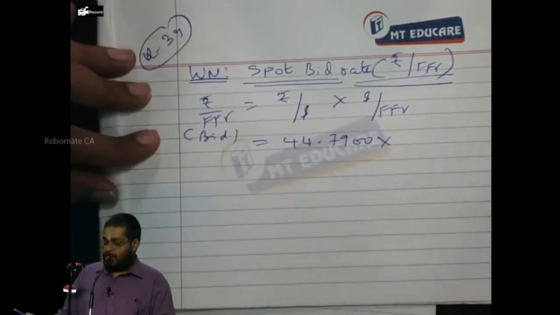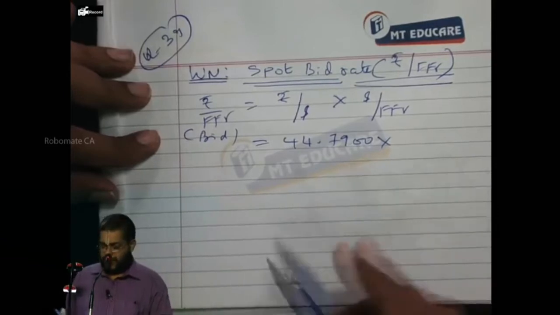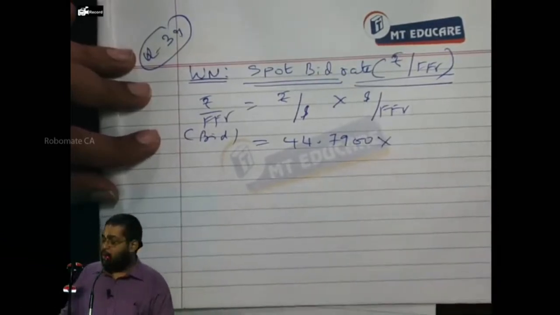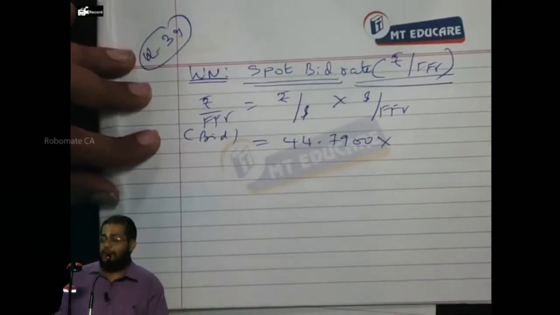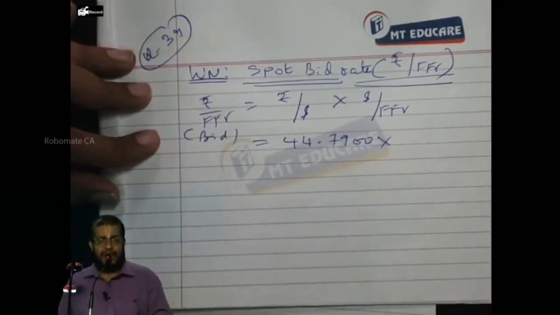Now, I want one French franc, how many dollars? But the question has given you what? $1, how many French franc? Right or not? Now, what I want here is one French franc, how many dollars? What they have given is $1, how many French franc? Now, have they given a direct quote or indirect quote? This is the quote I want, and this is the quote they have given. Indirect quote.